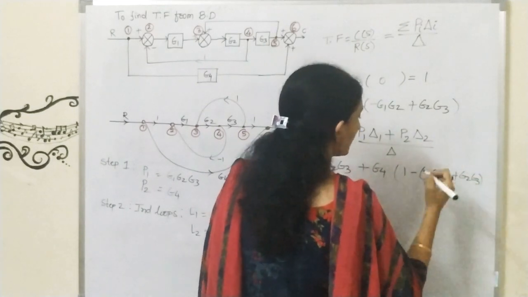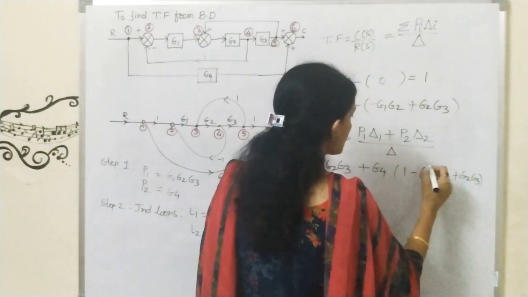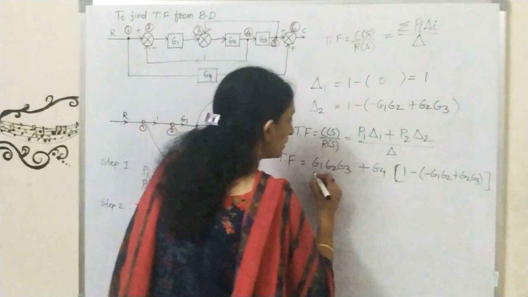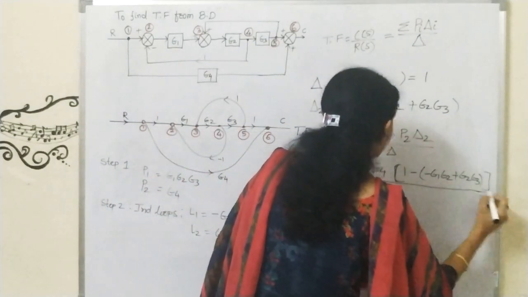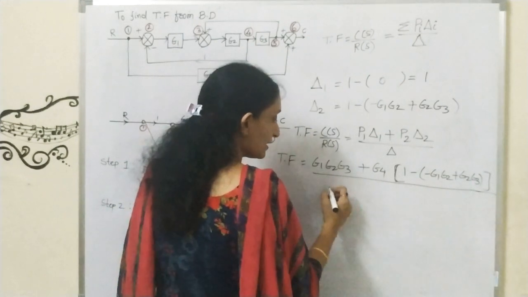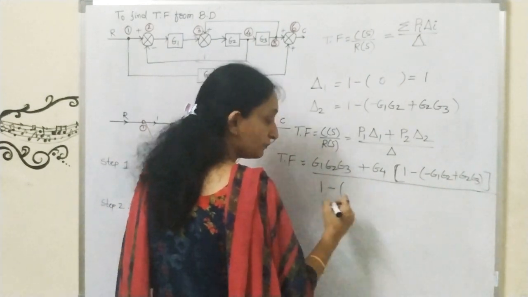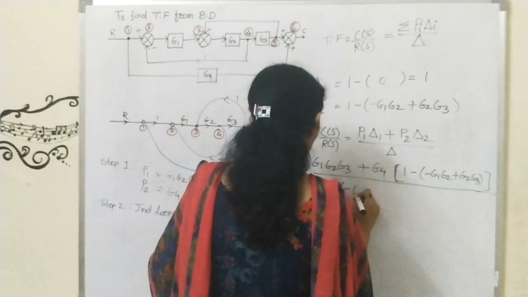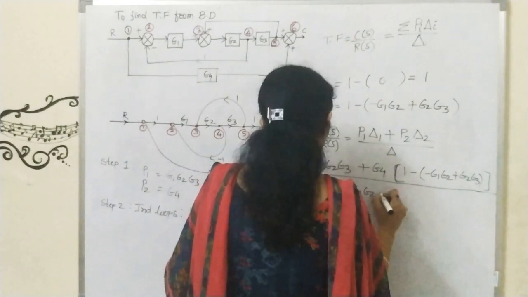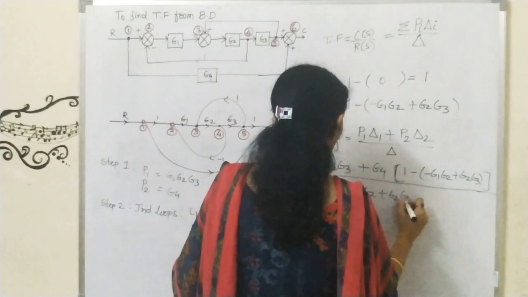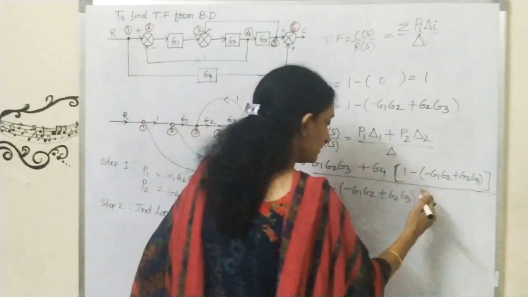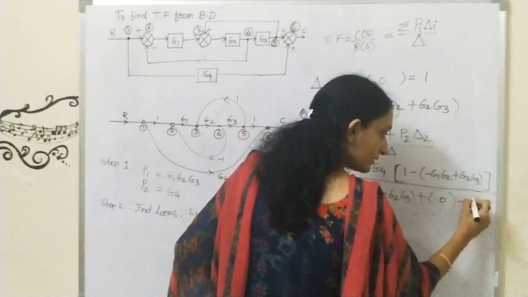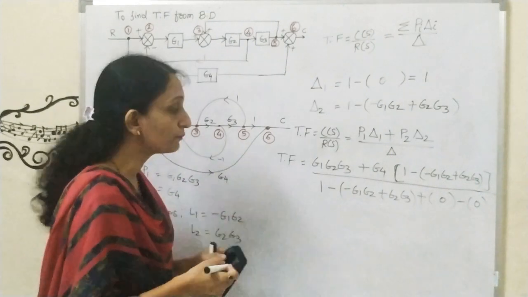That is 1 minus in bracket, minus G1, G2 plus G2, G3. You can rearrange. I will write it like this so there will not be any confusion, upon delta. So what is delta? Delta is equal to 1 minus the sum of individual loops. How many loops are there? Two loops. So I will write the sum of individual loops as minus G1, G2 plus G2, G3. Here minus is there, so in the second bracket it will be plus, but as you know two non-touching loops are not there, and three non-touching loops are not there, so you will put 0 here.